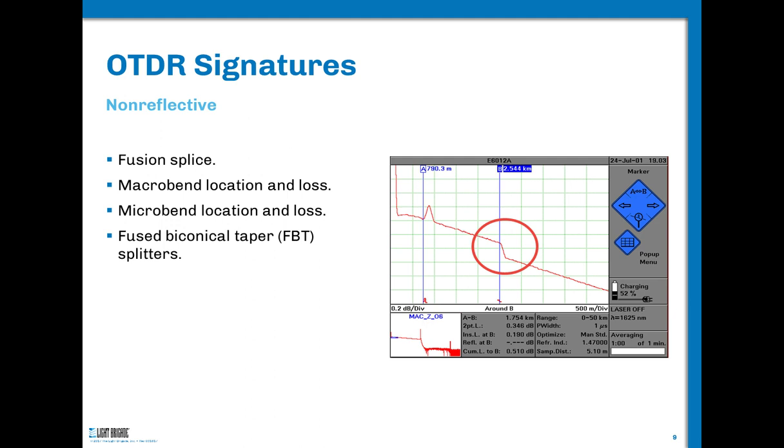First, over to the top left and the next one where the A cursor is, you'll see two Fresnel reflections. And then where the cursor B is on the screen with the red circle around it, this is a non-reflective signature. And in this case, we see the trace drop off. And this could be caused by a fusion splice, a macro bend, a micro bend, or a fused biconical taper, a type of splitter where fibers are fused together within. All these effects would show the same characteristics of being non-reflective.